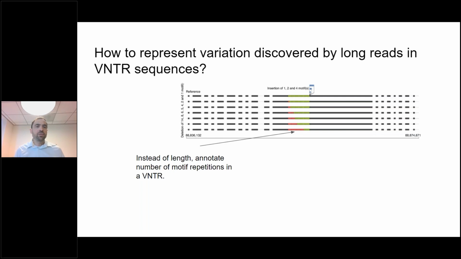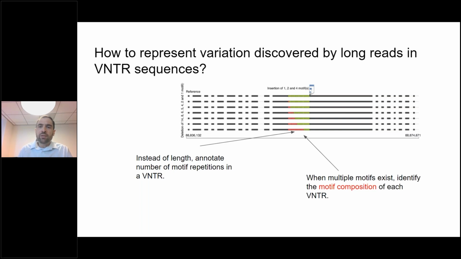So what we want is, like I said before, instead of just looking at the length, we want to be able to annotate the number of specific motif representations. Here is Dr. Beider's figure from his Nature Genetics paper. When there are subtle differences between motifs, we want to be able to identify the full composition. So we want the number of motif repetitions and the identity of the different motifs that are present in it.